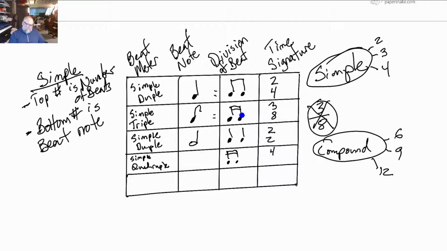Oh, we've been here before. 2 16ths combined means an eighth note. Now that we have the eighth note for the beat note, we can write an 8 here for the beat value. Bottom number is a beat note. Again, simple is simple. Last one, they give us simple triple.